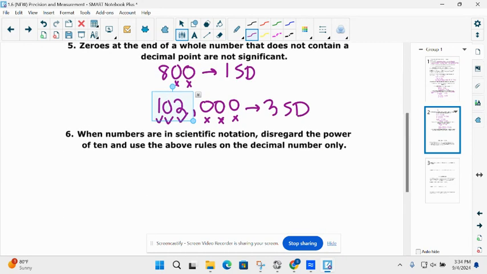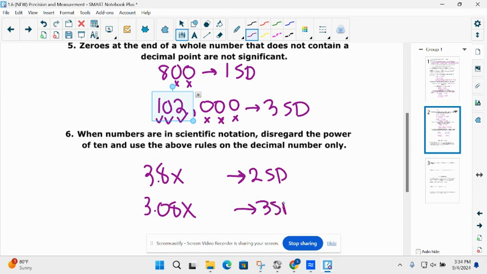And then finally, when numbers are in scientific notation, disregard the power of 10 and use the above rules on the decimal number only. So if you have 3.8 times 10 to the whatever power, you just look at the number. So this has 2 significant digits. There are no zeros, so you just count the 2 digits. 3.08 times 10 to the whatever power would have 3 significant digits because the 0 in between the 3 and the 8 counts.